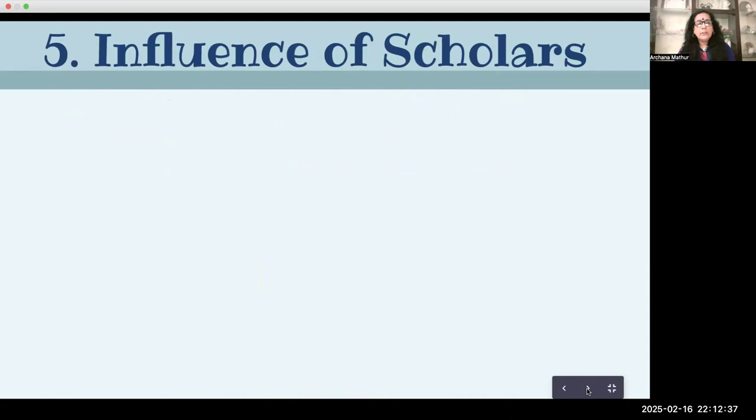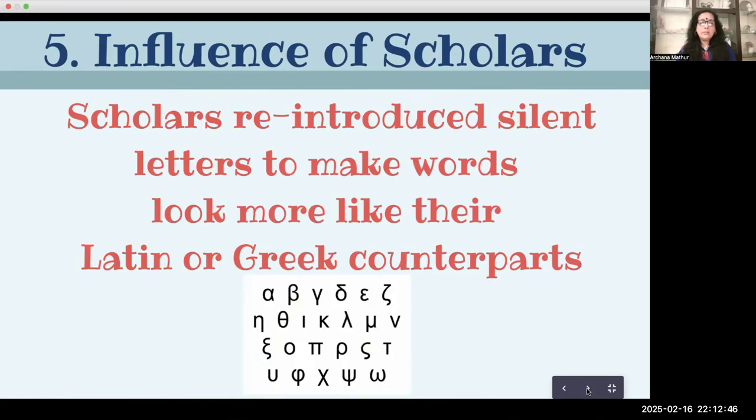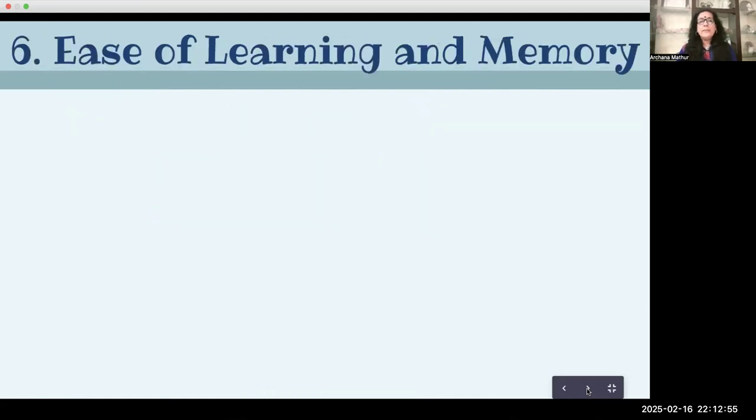Now, the influence of scholars. The scholars reintroduced silent letters to standardize English spelling according to their Greek and Latin counterparts. And of course, a lot of words were introduced in other fields also, like medicine, science, and philosophy. So now we come to some words where there was Latin influence and Greek influence, which I have already mentioned in the previous slides.